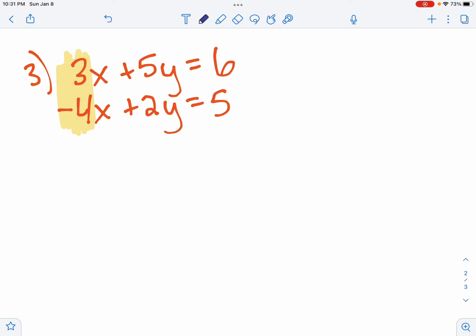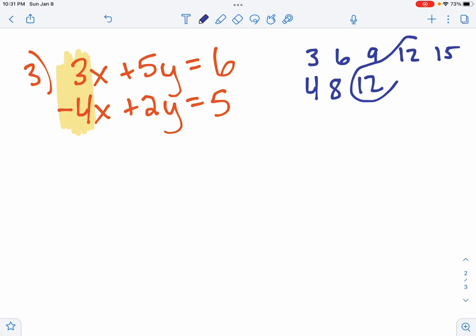What number does 3 and 4 both go into? They have a common multiple of 12. Now, if you struggled to figure that out, come off to the side and you can list your multiples. What does 3 go into? 3, 6, 9, 12, 15. We could keep going. What does 4 go into? 4, 8, 12. Right there. Hey, look. Common multiple. So let's use it.